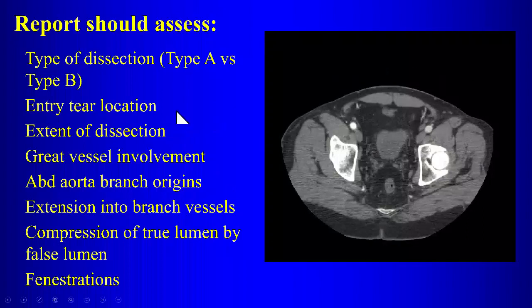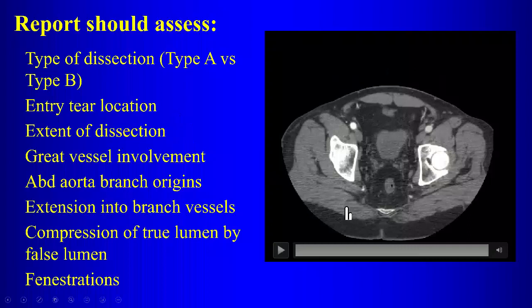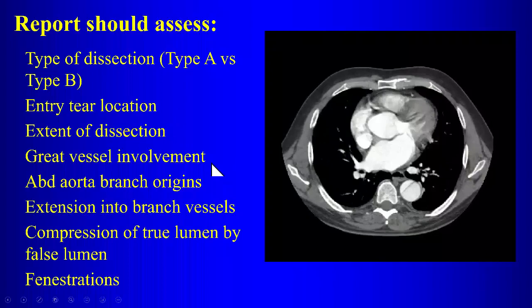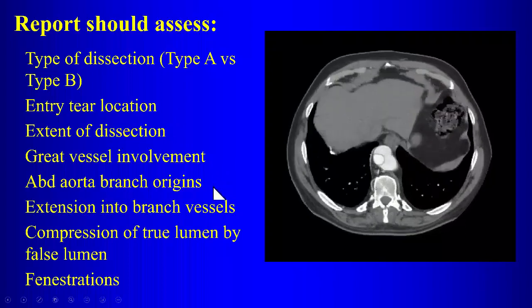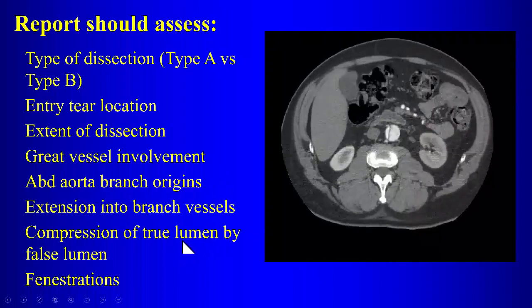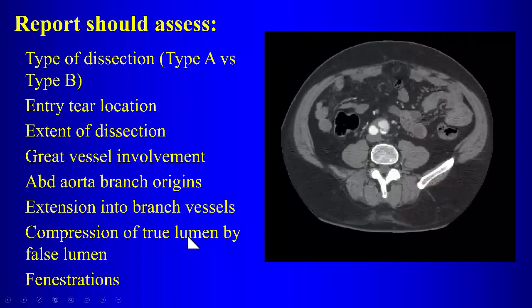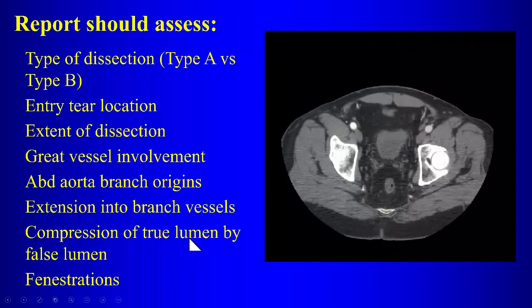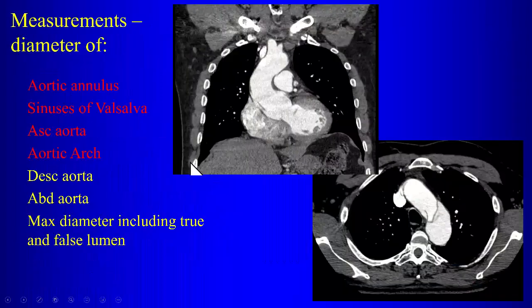You also want to assess the entry tear location. You want to assess the extent of dissection. You want to look to see if there's any great vessel involvement. Does it extend into branch vessels in the abdomen? Is there any compression of the true lumen by the false lumen? Are there any fenestrations along the dissection in addition to the entry tear? Are there other tears along the dissection flap itself? Because that can tend to keep the false lumen open. Wherever there are those tears, those fenestrations within the dissection, that will keep blood going into the false lumen to maintain patency of the false lumen.